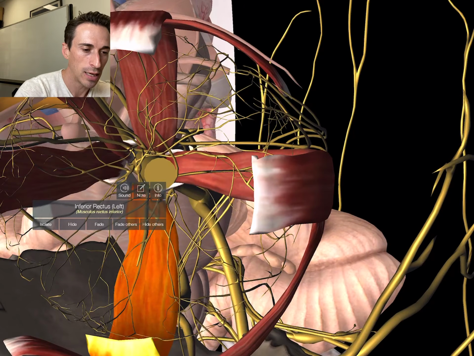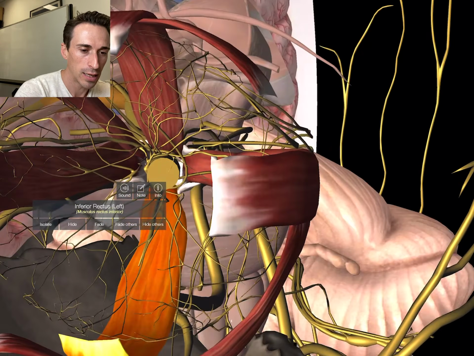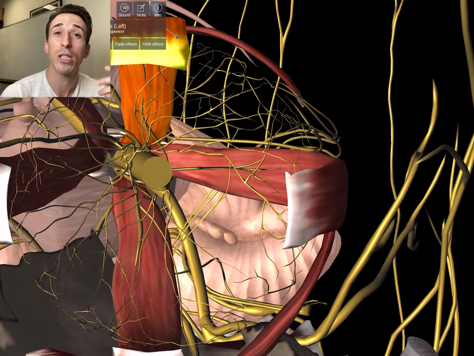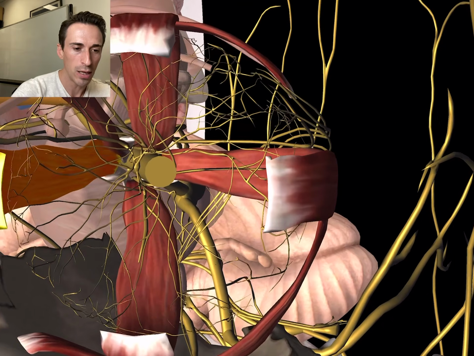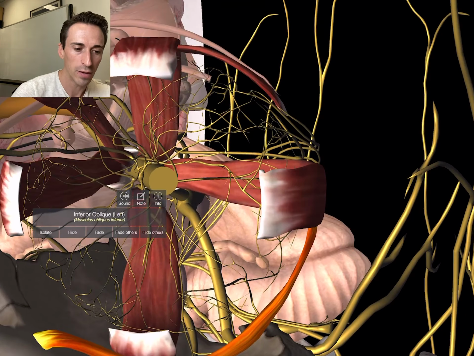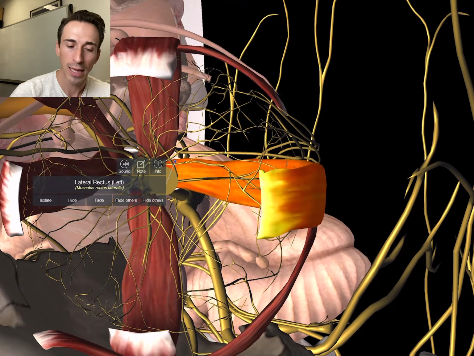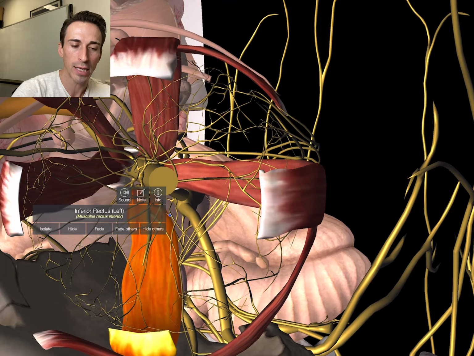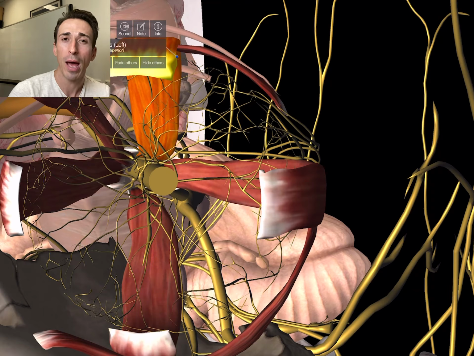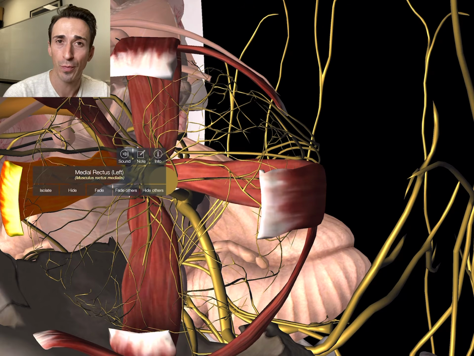It's innervating this muscle here, which is the superior rectus. It's innervating this muscle here, which is the medial rectus. And it's innervating the inferior oblique muscle. But it's not innervating the lateral rectus, and it's not innervating the superior oblique. So what the oculomotor nerve does, it allows for us to move our eyes up and down and inwards, predominantly.